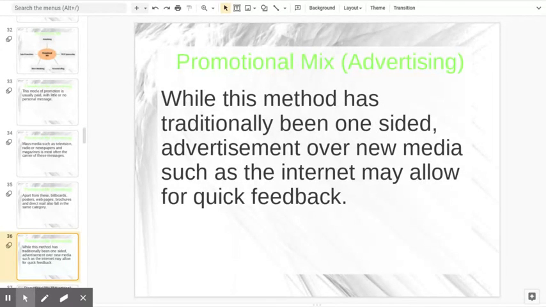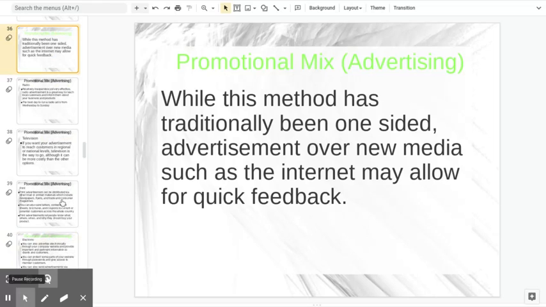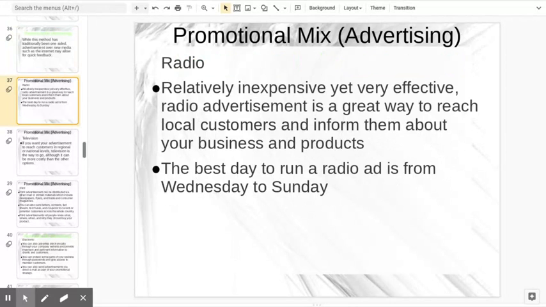While this method has traditionally been one sided, advertisement over new media, such as the internet and social media, may allow for quick feedback. Exactly. I can start to get information back from my advertising to see if it's working and get information back from my customers. Historically, there were three big types of advertising. This has changed a lot over the last 20 years. But the big three, and this is kind of how a lot of advertising and promotion really started to flourish. Number one, the radio.